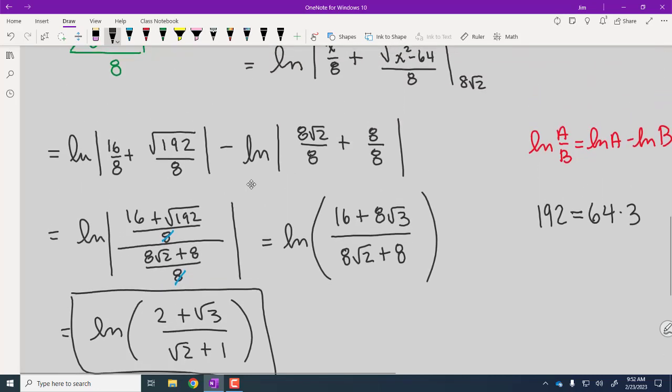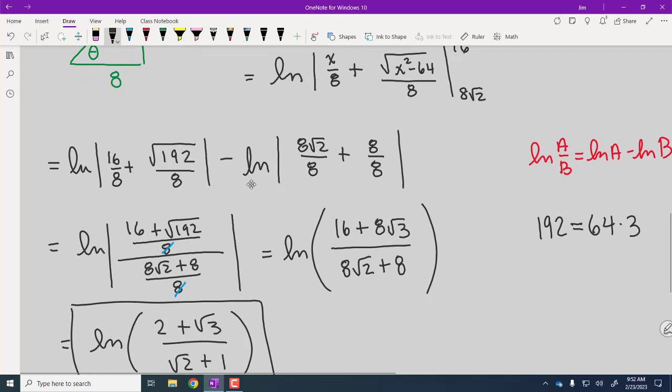Okay, any other questions on any of the steps?